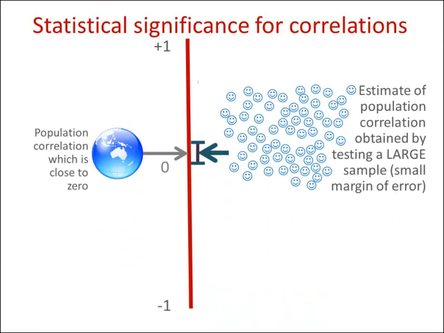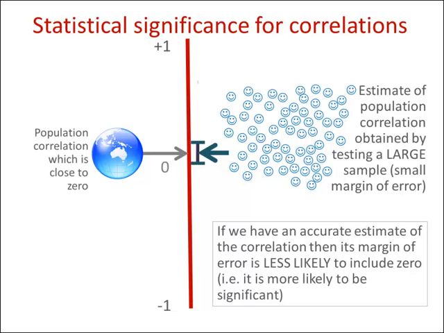However, look at the same population correlation, and now if we test a whole raft of people, what we're getting is a much smaller margin of error, a much smaller confidence interval that now doesn't include zero, and therefore, even though that correlation estimate is very, very small, it's still significantly greater than zero.